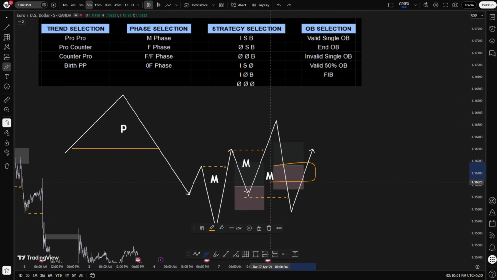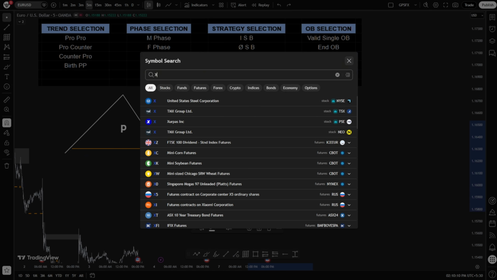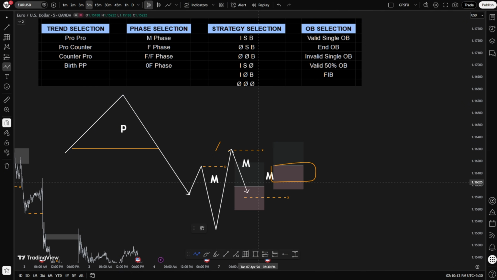So as you can see, while you take an entry here, the minor... okay, let me just delete this if you guys are confused. Okay, I'll just draw this once again.